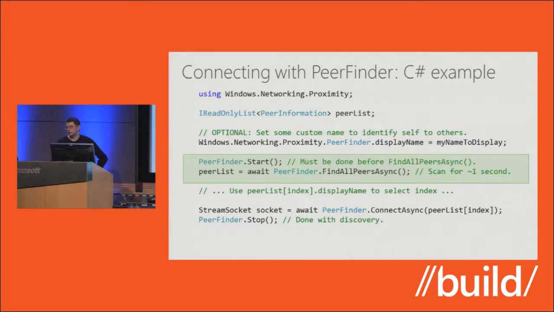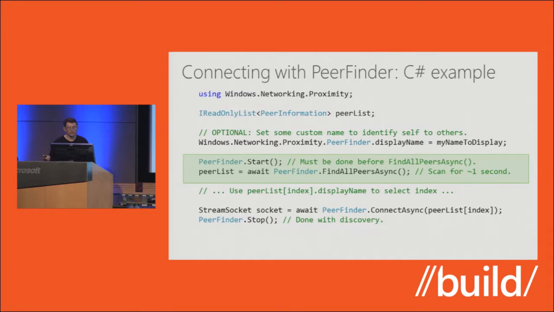Now start here was also used. This is the same call as was used in the tap experience. So this illustrates that with the same code here, you can work with both the tap and this kind of browse type of experience to discover each other. Find all peers async is the function that returns the set of peer information objects. And this will do a scan, and it'll take about a second to complete.